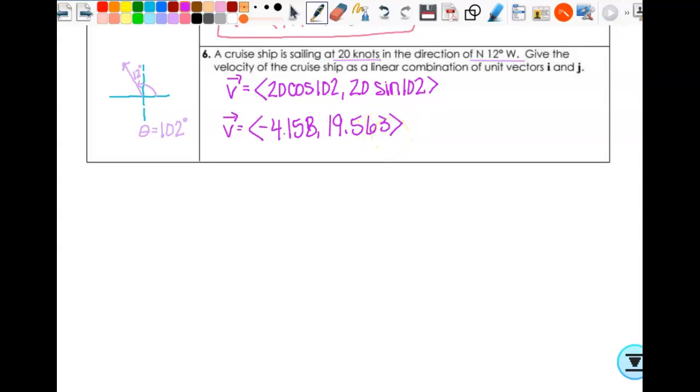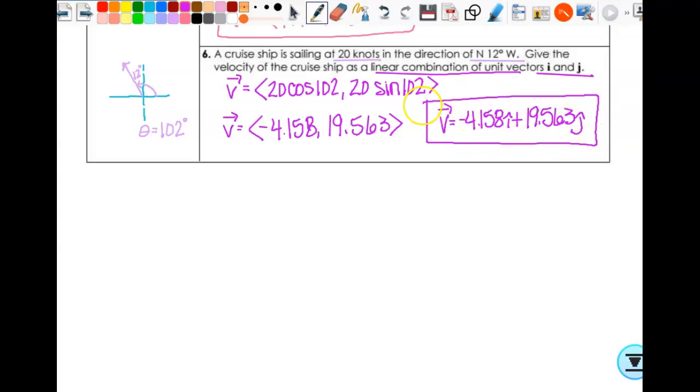So am I done? No, why not? Yeah, it says linear combination of vectors i and j. So my actual answer is negative 4.158 i hat plus 19.563 j hat. And that's your answer in the correct form. What questions do you have?